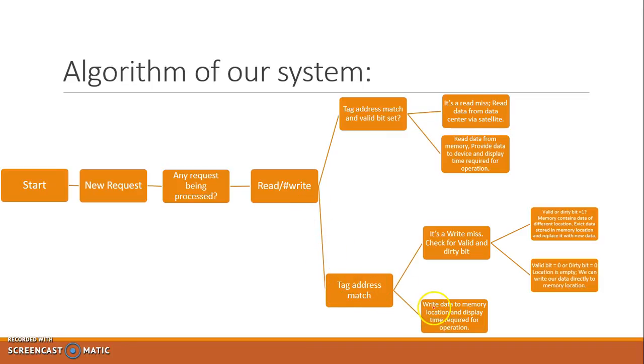If they match, then we write the data to the memory location and display the time required for that operation. But if it's a miss, then again there are 2 conditions, a valid and a dirty bit. If the valid bit or the dirty bit is 1, the memory contains the data of different locations, so we need to evict that data and replace it with the new data. But if the valid bit and the dirty bit are 0, it means that the location is empty, so we can write the data directly into the memory location.